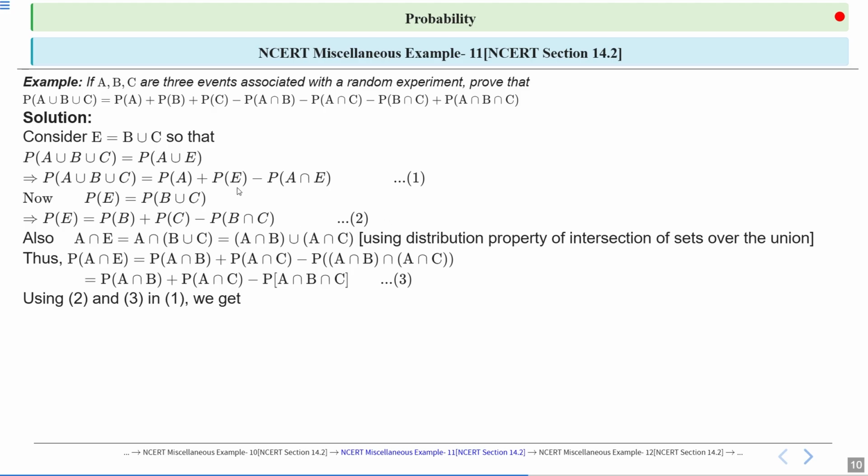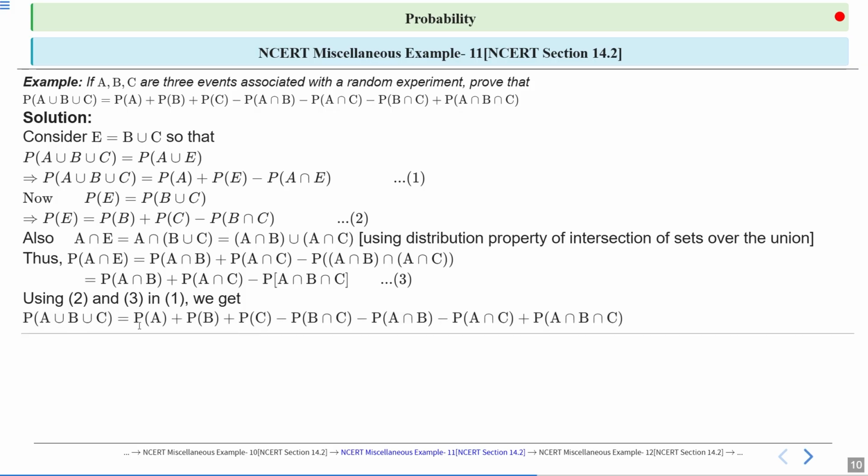Put the values of equations 2 and 3 in equation number 1, then we will obtain probability of A union B union C is equal to probability of A plus, in place of probability of E, we can write probability of B plus probability of C minus probability of B intersection C. Then replace the value of probability of A intersection E. So what is the value of probability of A intersection E? Probability of A intersection E is equal to probability of A intersection B plus probability of A intersection C minus probability of A intersection B intersection C.